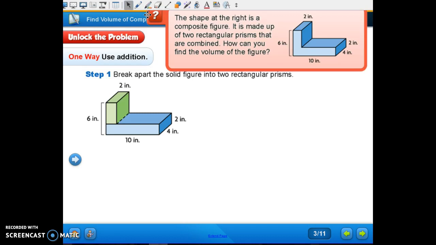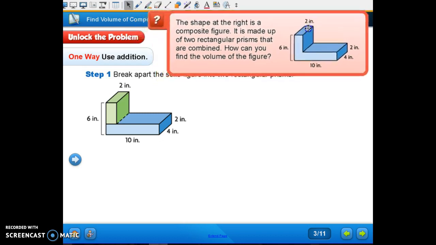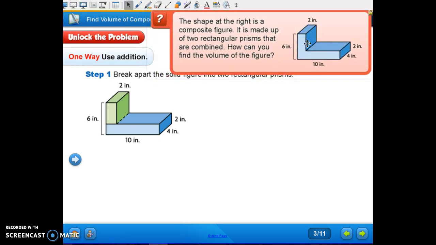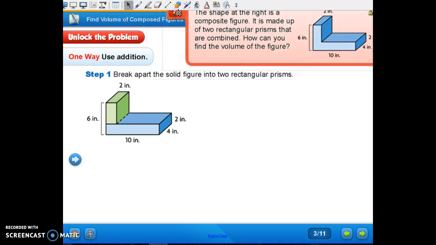Notice that they took this top part here and they just cut it off like it was sitting on top of the other figure. Okay? So now you've got to determine the actual size of the green figure. We know that this whole length is 6. How are we going to figure out what just this part is? Take 6 minus 10? No, 6 minus 2. Okay. The height is 2.